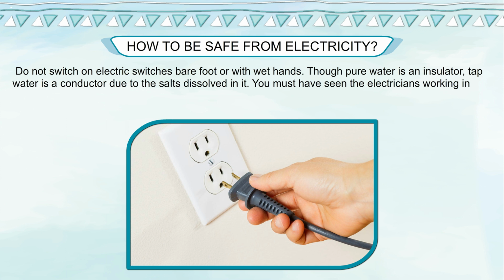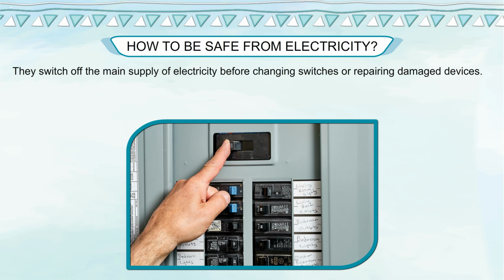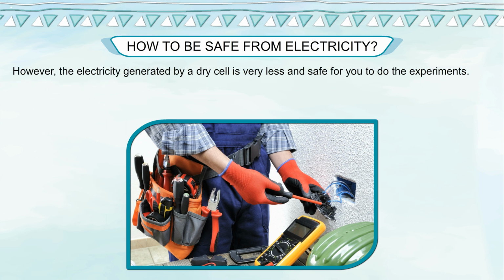You must have seen the electricians working in your home. They switch off the main supply of electricity before changing switches or repairing damaged devices. Sometimes they wear gloves while working, as the gloves are insulators. However, the electricity generated by a dry cell is very less and safe for you to do the experiments.